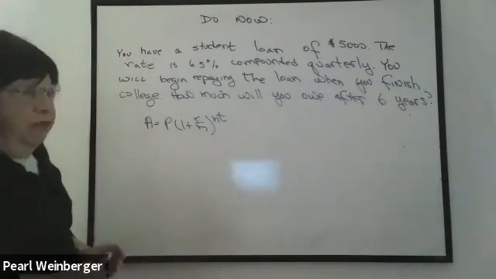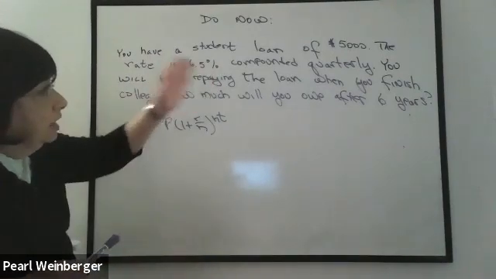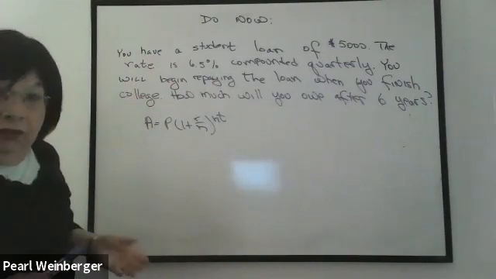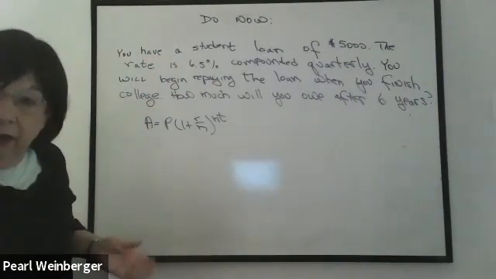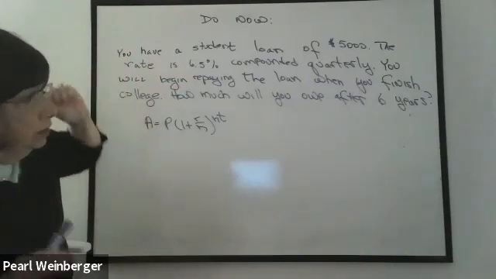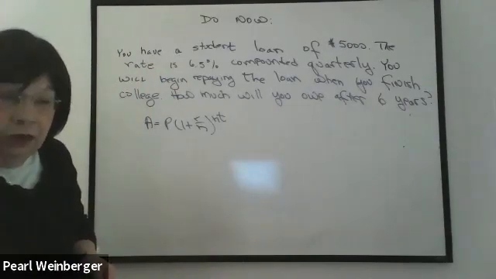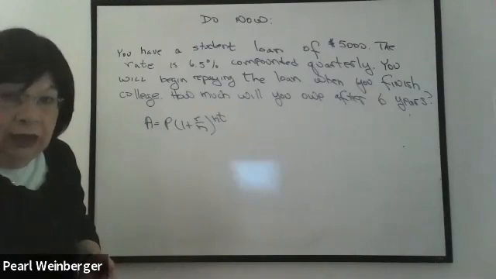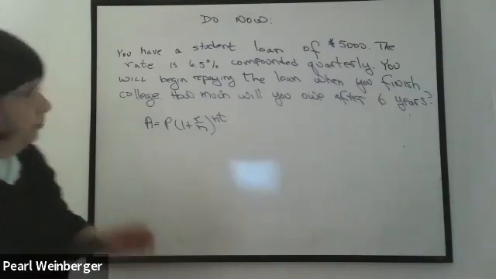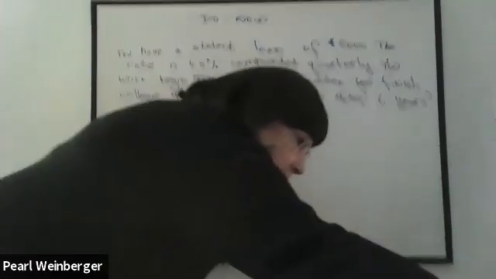Okay, so we have this loan of $5,000. The rate of the loan is 6.5% and it's compounded quarterly. Now, the loan is such that you don't have to start repaying it until you finish college. So suppose it takes you 6 years to finish college, and now you've finished your coursework and it's time to start repaying this loan. How much do you owe now? That is a very good question.